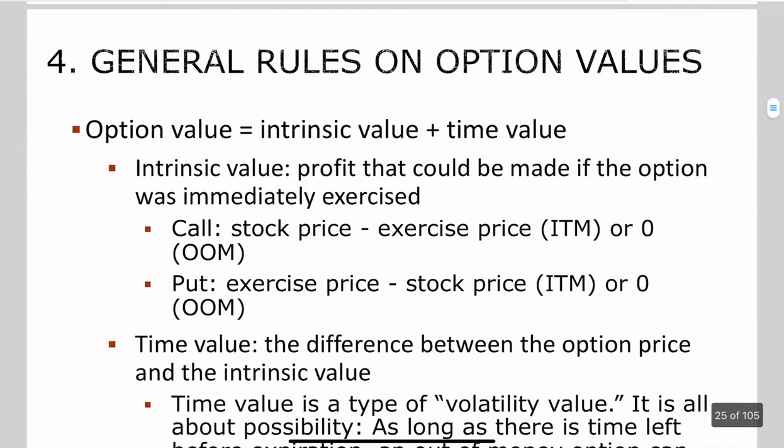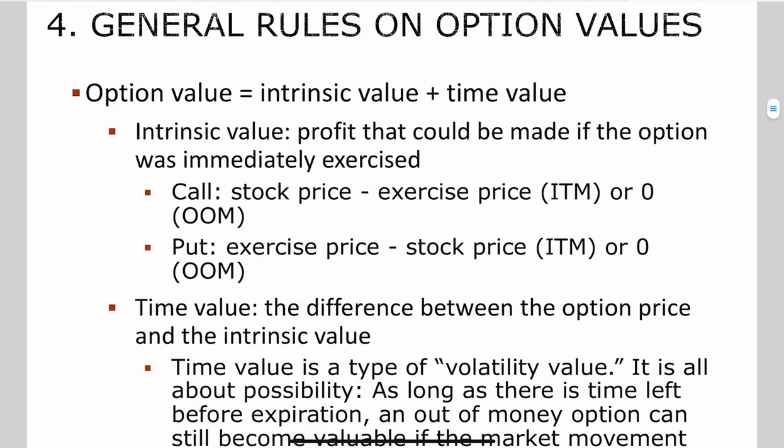Okay, now let's move on to the fourth section, which discusses the general rules on option values. So now let's first start from the simple part. Some very simple definitions. So an option's value can be decomposed into two parts. The first part is called intrinsic value. The second part is called time value. What is the intrinsic value? It's the profit you can get if you immediately exercise your option.